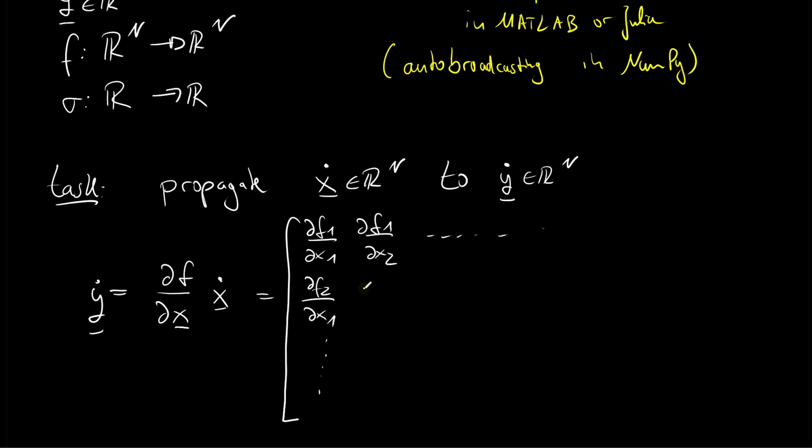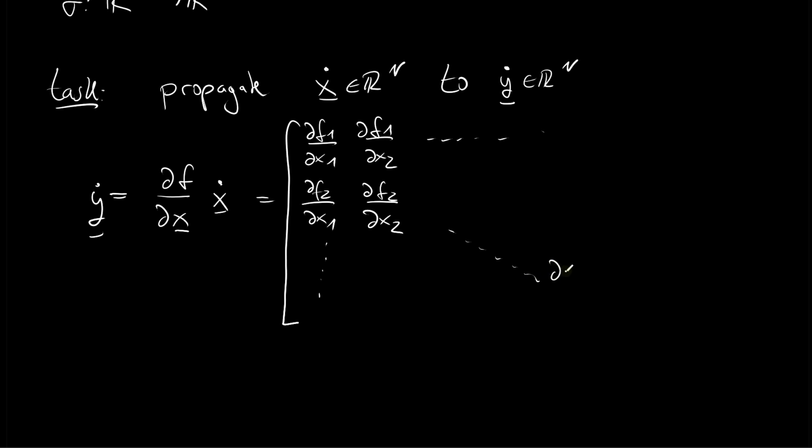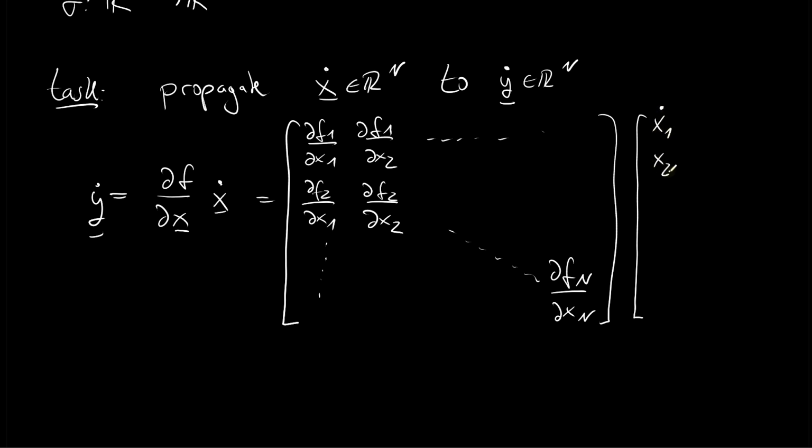And then let's also add that component here. This is df2 with respect to x2. And then on the diagonal, ultimately we will find dfn with respect to xn. And this one is then matrix-vector multiplied with the tangent information on the input. So this will be an x1 dot, an x2 dot, all the way to xn dot.